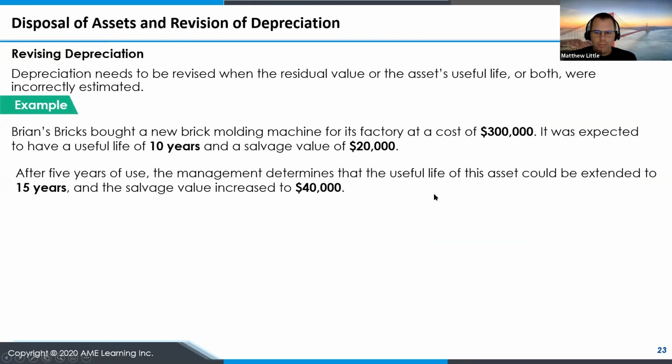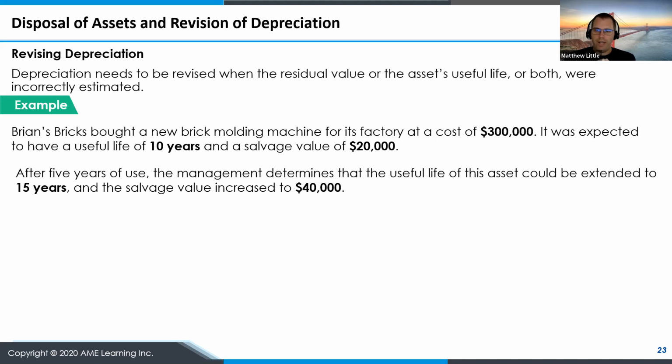All right. Often, through the useful life of an asset, our assumptions change. So let's just go through an example. In this situation, we bought a molding machine at a cost of $300,000. We thought it would last 10 years with a salvage value of $20,000. So our original thought would be that we have 300 less 20 is $280,000, and just say a straight line over 10 years. So we would amortize $28,000 a year.